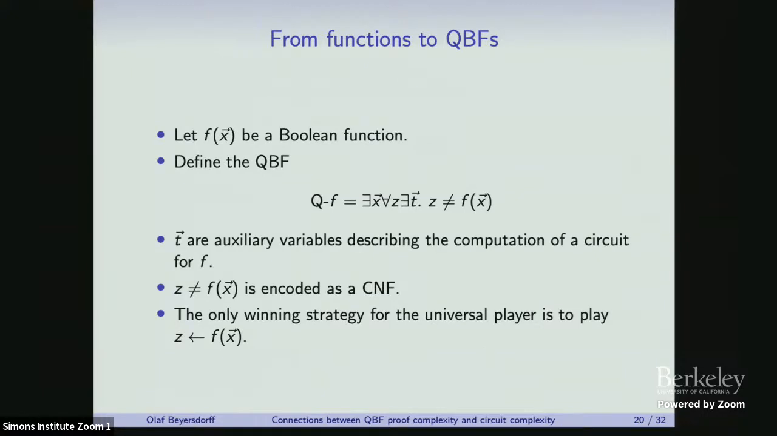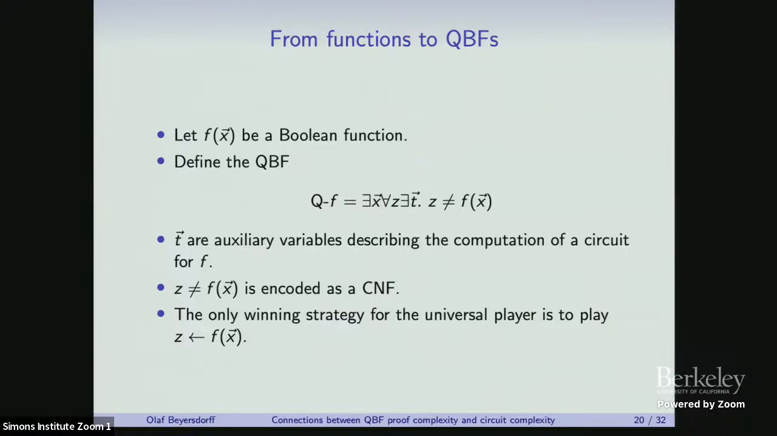Okay, and now we can immediately exploit this for lower bounds. And for this, we just need to code some functions into QBFs, and we can do this very simply, in fact. So let F be any total Boolean function on the variables X. I define a QBF, call it QF, which is saying there exists an input X such that for all Z, Z is different from F of X. So in other words, this just means that there is an input such that F of X is undefined. I mean, this is clearly a contradiction if this was a total function.